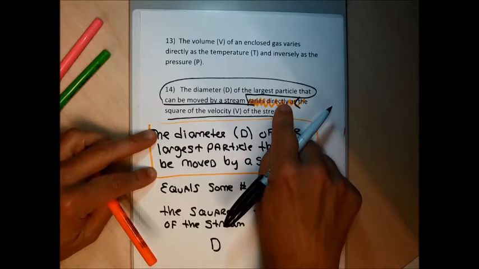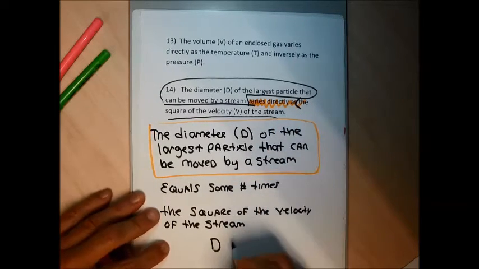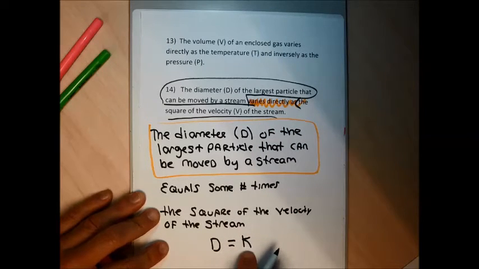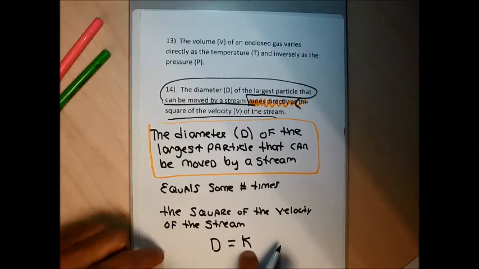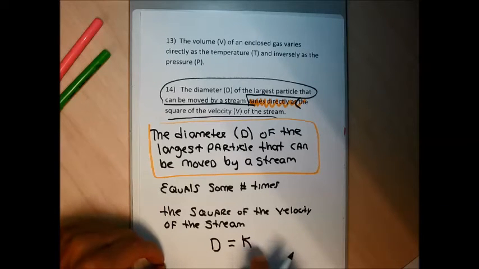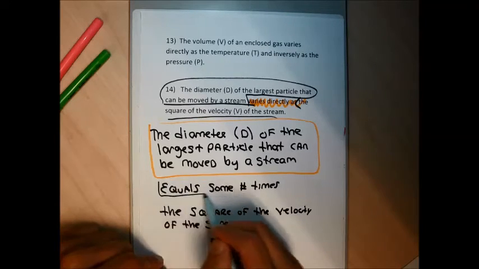Then the varies directly as is going to be equals some number times, so I write an equal sign and then a k. I only get a fraction if I see the word inversely. If I see the word directly or jointly, I'm straight multiplication. Directly, there's one letter after the k. Jointly, there's 2 letters after the k. So I'm done with that sentence.